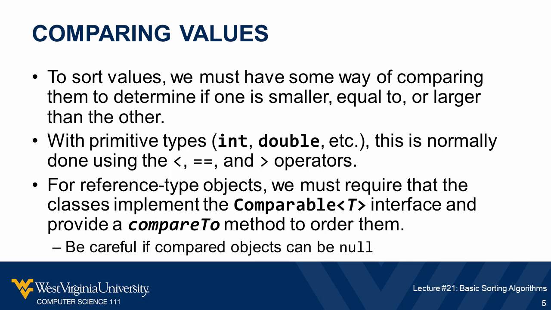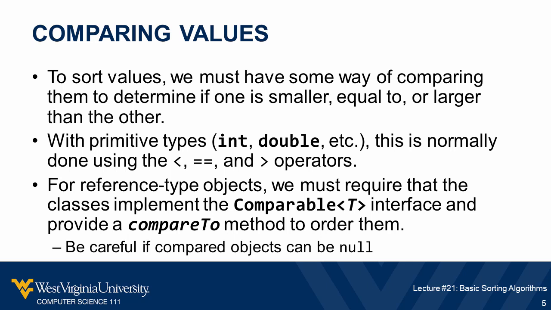If we're going to compare primitive types, so things like ints and doubles, it's pretty easy for us to do. We can just use our standard operators, so less than, greater than, the equality operator. Those are going to work on our primitive types. Things start to get a little bit more complicated when we're dealing with reference type objects. And this can be a little bit of an issue because when we're working with data structures, we're generally using generics, and because of that, we have to deal with reference type objects.